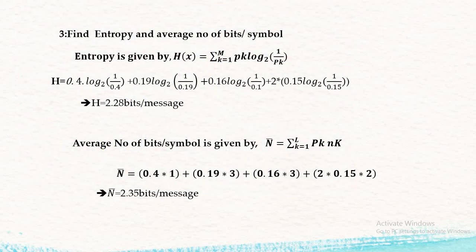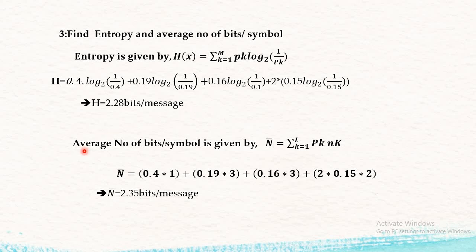Once you are done with this, we go for the second part, that is finding the entropy and the average number of bits per symbol. The formula for entropy is H(X) equals summation of k to m, p_k log to the base 2 of 1 by p_k. We just put in all the values of probabilities and find the entropy. Entropy in this case comes out to be 2.28 bits per message.